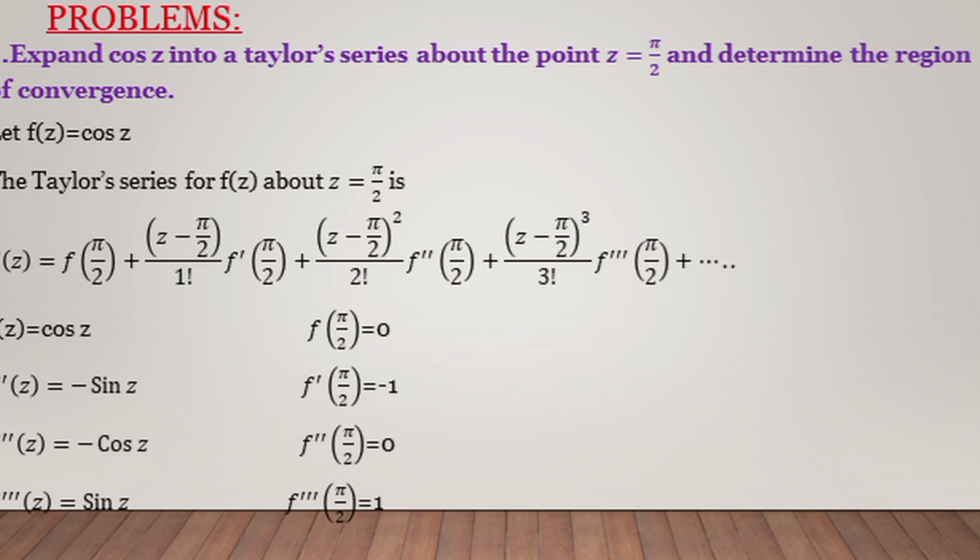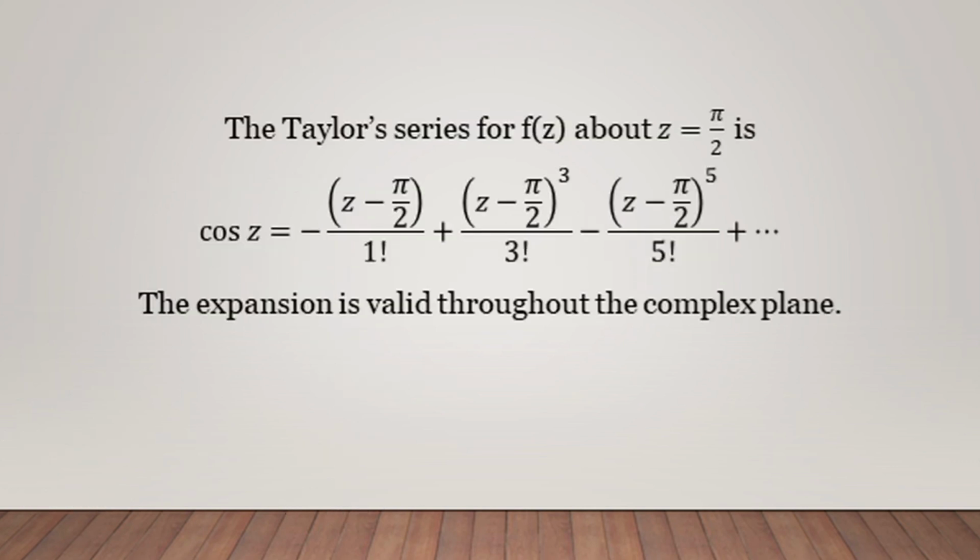In the same way, we need to evaluate f of pi by 2. So f of pi by 2 equal to 0. When we differentiate, f dash of pi by 2 equal to minus 1, f double dash of pi by 2 equal to 0, and f 4 dash of pi by 2 equal to 1. So by substituting all these in the above equation, we get the Taylor series of f of z about z equal to pi by 2. That is cos z equal to minus z minus pi by 2 divided by 1 factorial plus z minus pi by 2 the whole cube divided by 3 factorial minus z minus pi by 2 power 5 divided by 5 factorial plus etc. This expansion will be valid throughout the complex plane.